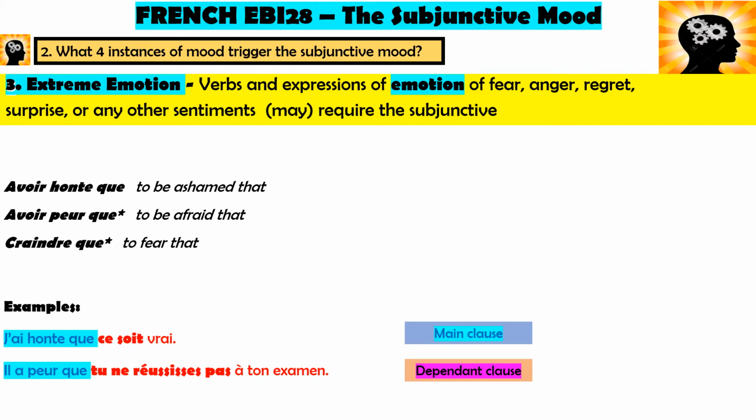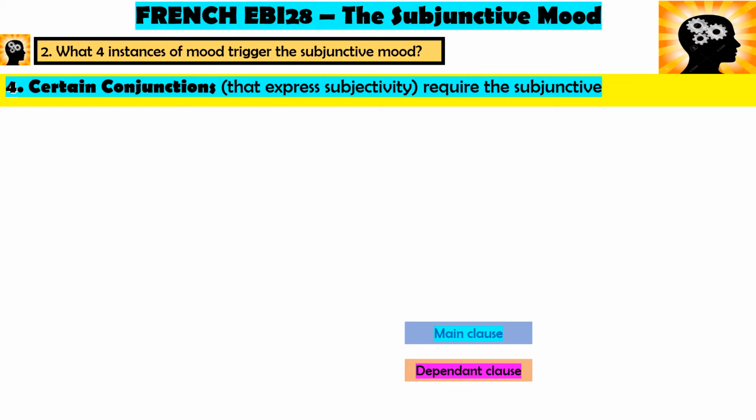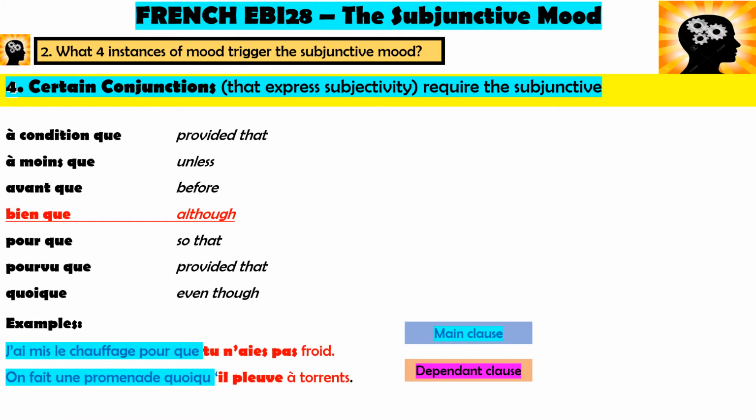And finally, and this is always the hardest one to remember, it's just after certain conjunctions. Here's a list, and these conjunctions express subjectivity. So the outcome is subjective after this. After these conjunctions, you need the subjunctive tense.